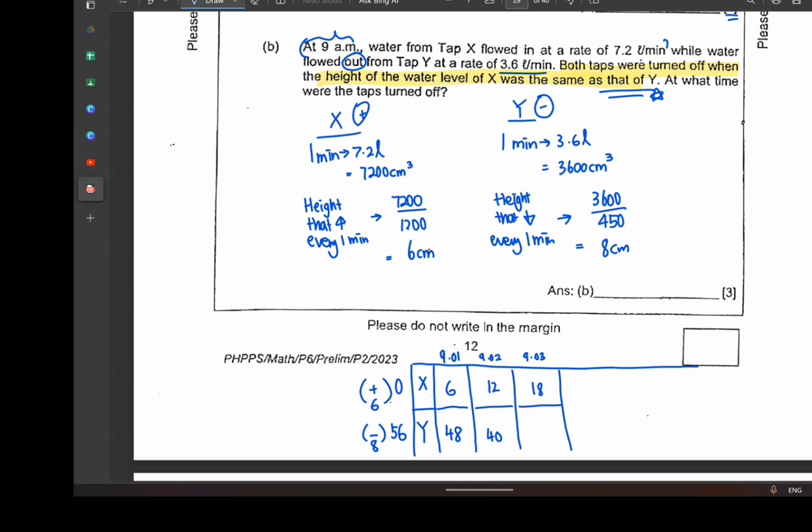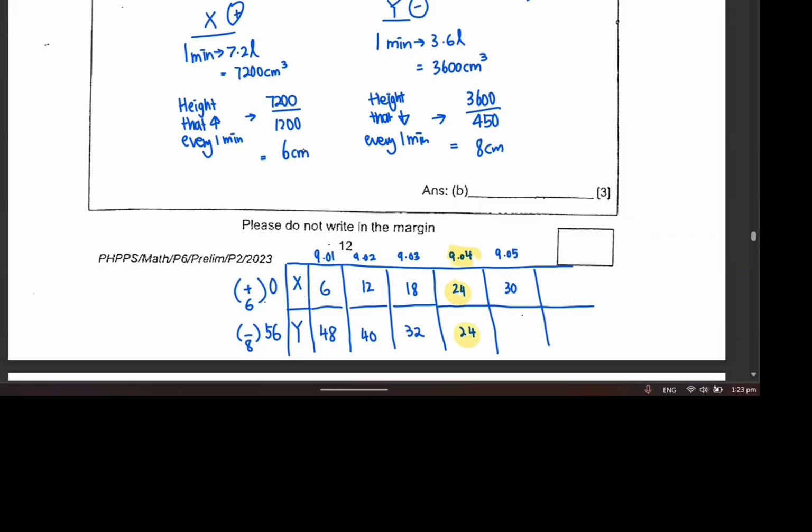Basically over here, you just have to list down the multiples of 6 for X itself. 9:04, 24. 9:05, 30, and so on and so forth. Now for Y, we simply do 40 minus 8, that gives me 32, and then continue to minus 8, we get 24. You can see that at the 9:04 mark, the height of both tanks is the same.